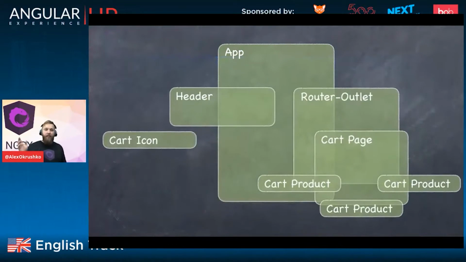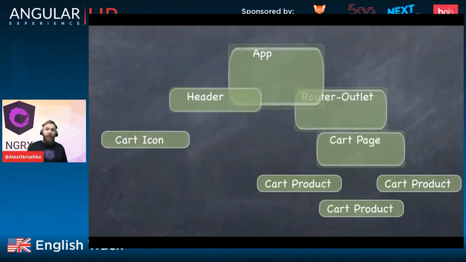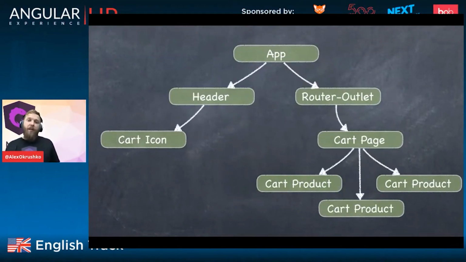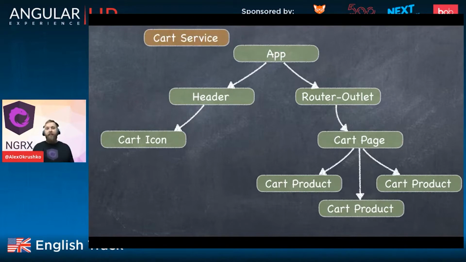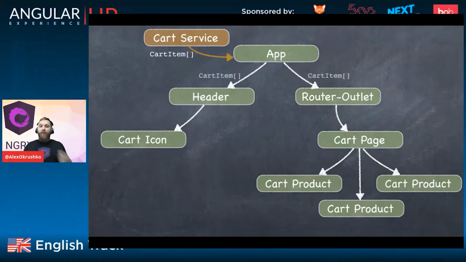Let's pull it aside into more of a tree view here. And now we have a little interesting situation. Now our cart icon needs the data, those cart items array, and our cart page also needs that data. How can we provide that data? Well, one of the ways is we provide the data to some kind of common node, and then you just push it down to the components, right?